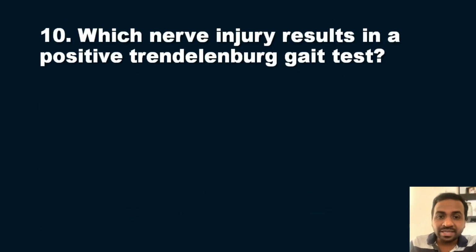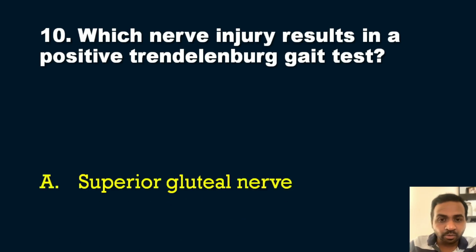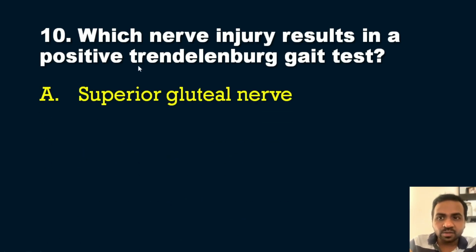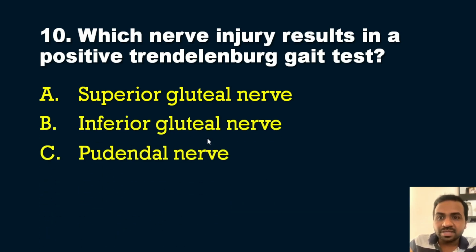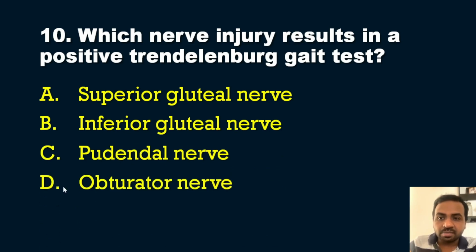Now we will move on to the 10th question in our series: which nerve injury results in a positive Trendelenburg gait test? We have so many things related to Trendelenburg, because the Trendelenburg position is there, and Trendelenburg for varicose veins is there. Here I am asking about the Trendelenburg gait test. Which nerve is affected if the Trendelenburg gait is positive? The options are: A, superior gluteal nerve; B, inferior gluteal nerve; C, pudendal nerve; and D, obturator nerve.